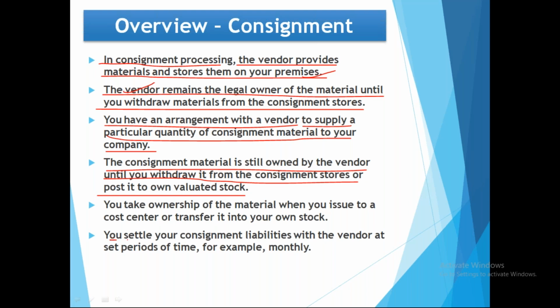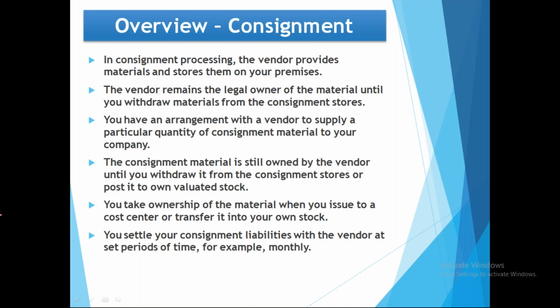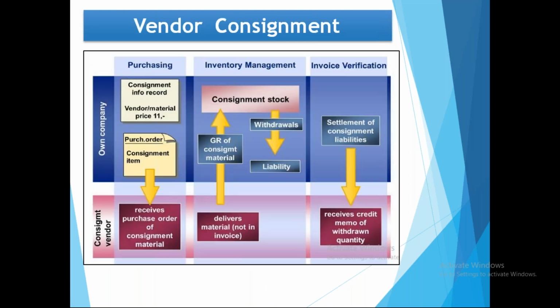Okay, you settle your consignment liabilities with the vendor at set periods of time, for example monthly. So you do the settlement every month, or once in 3 months, or once in 6 months, or once in a year, based on the frequency you set up with the vendor. Okay, so this is what is called consignment. It's one type of special procurement.